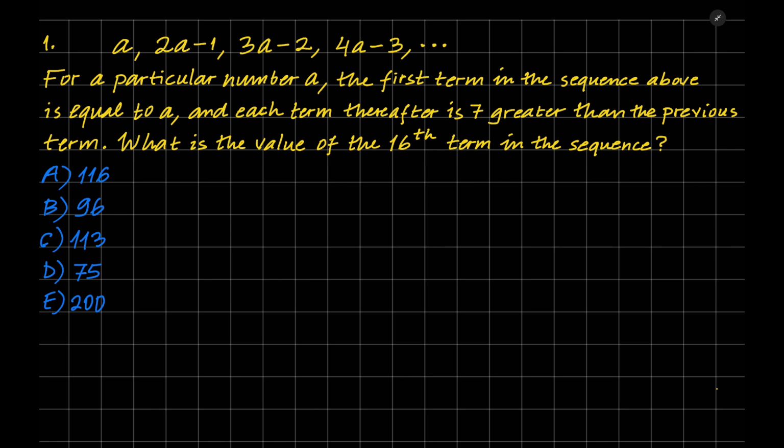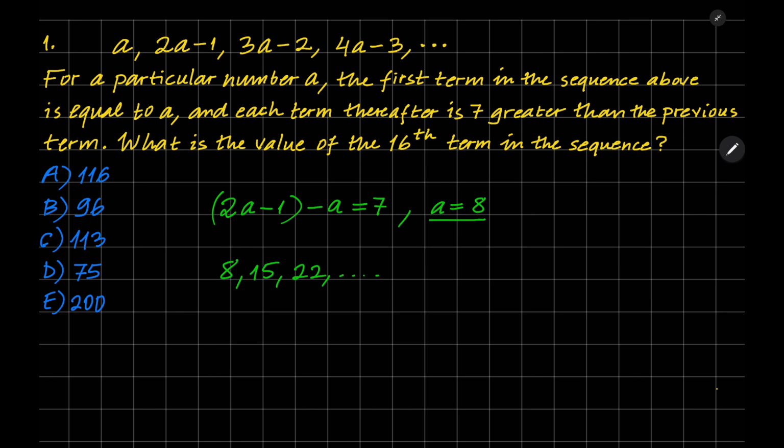Since the second term is 7 greater than the first term, that means 2a minus 1 minus a is equal to 7. If we solve this simple equation, then a is equal to 8. The sequence is 8, 15, 22, and then it continues.